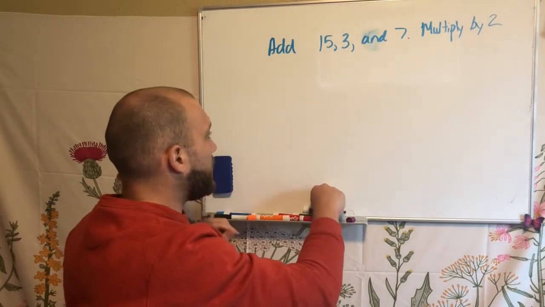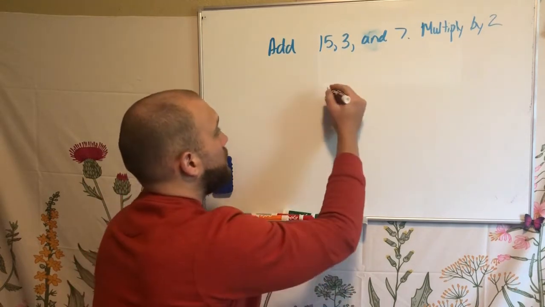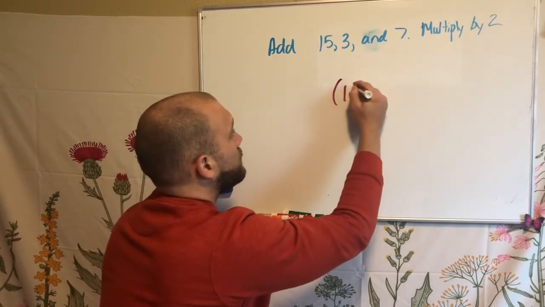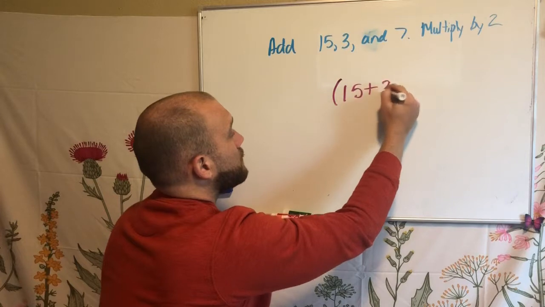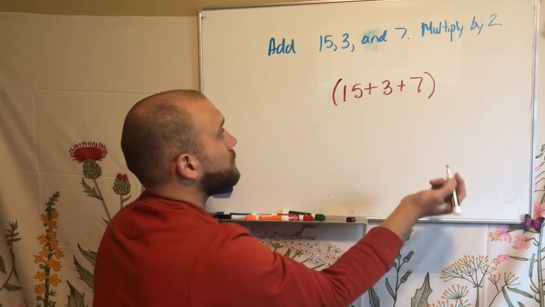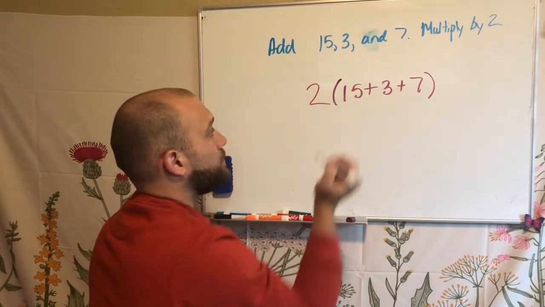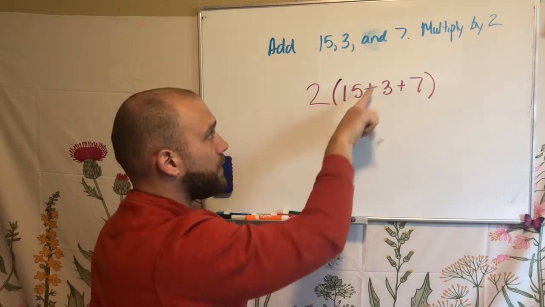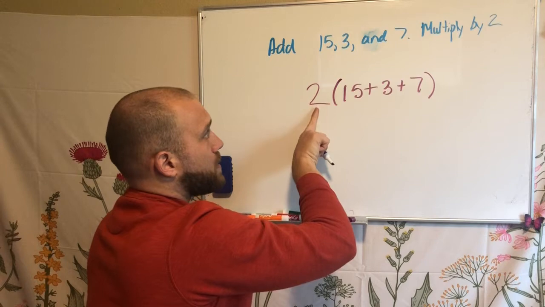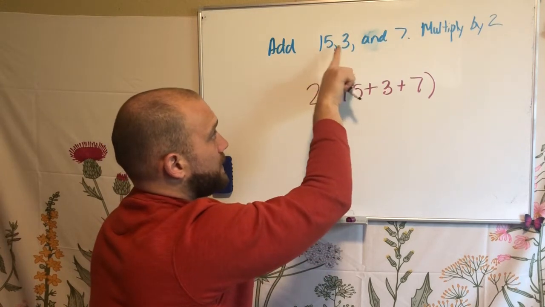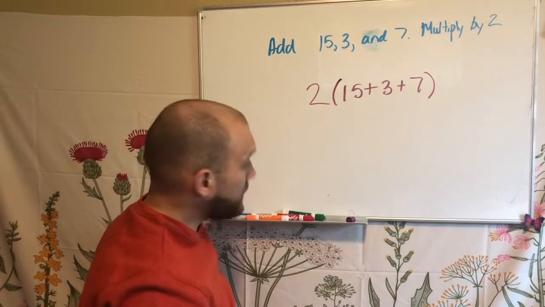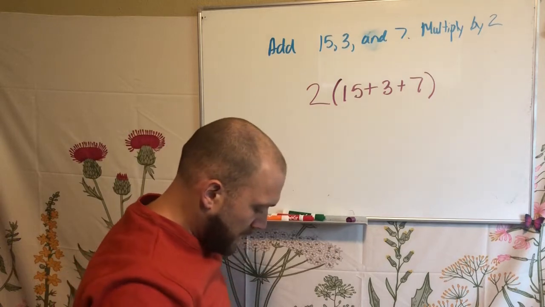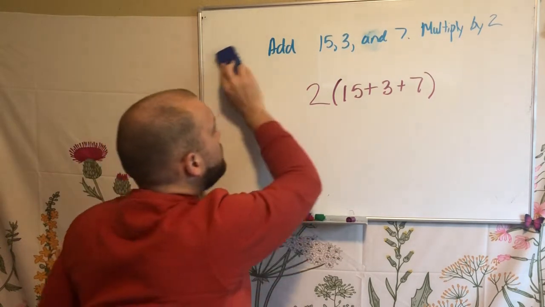What would it look like? It would look like this. There you go. You want the multiplication in front. Even though it's written second, that goes first. Then in parentheses, you have 15 plus 3 plus 7, because it tells us to add. So, here's another one.